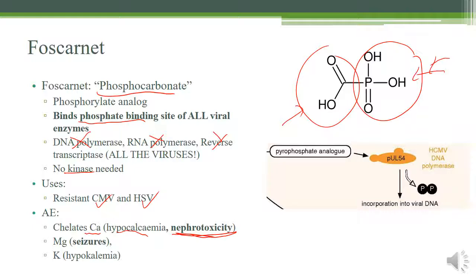Something else that it can chelate is going to be magnesium, which is also positively charged, and a low magnesium causes an increase in seizures. That's because you're lowering your seizure threshold. Magnesium is usually there to calm your heart and calm your brain. When it gets chelated out of your body, you're at higher risk of seizures. Another thing that it can do is it can chelate the potassium, and what that can cause is hypokalemia.